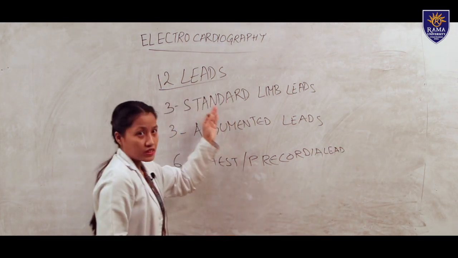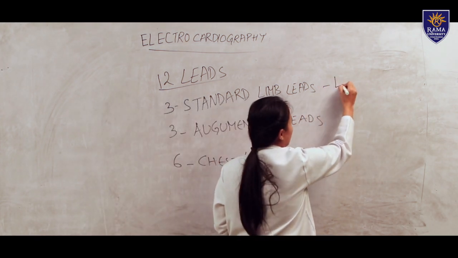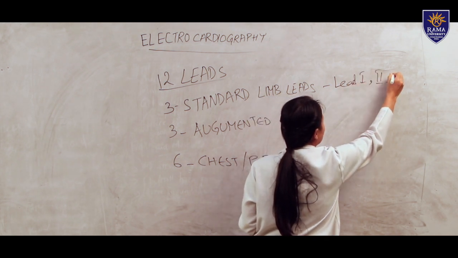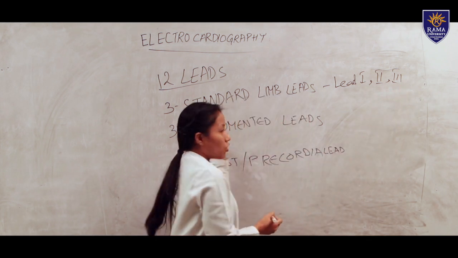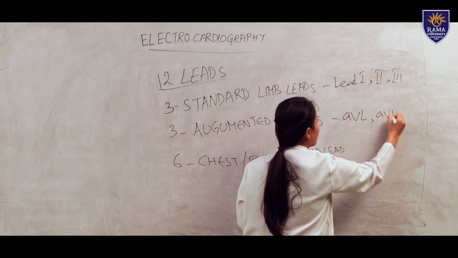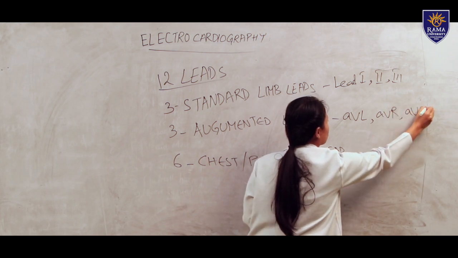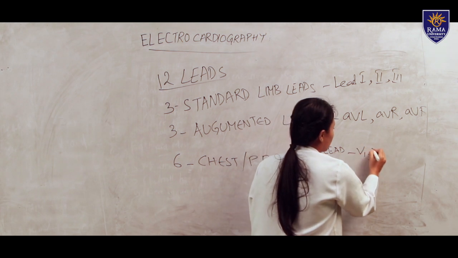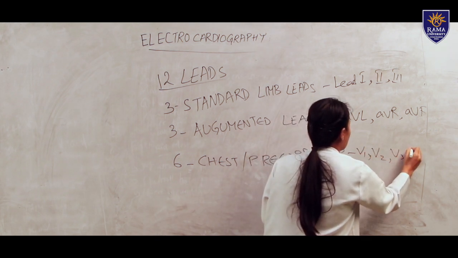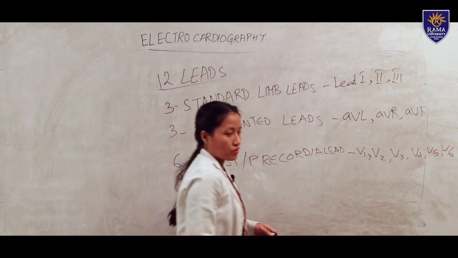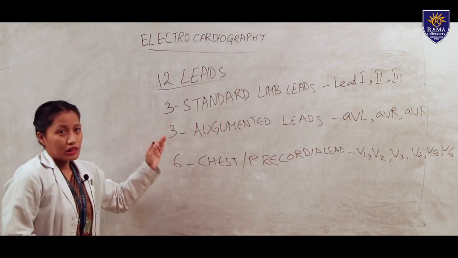So what are the 3 standard limb leads? They are known as lead 1, lead 2, lead 3. And the 3 augmented leads are AVL, AVR and AVF. And the 6 chest leads are V1, V2, V3, V4, V5 and V6. These are the 12 leads.